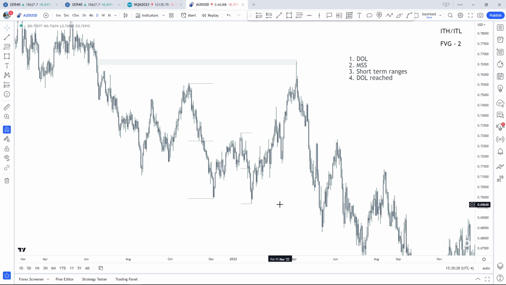Now, what's our next intermediate term range? This right here. Notice how we are coming back into discount again and then pushing higher once we took out this intermediate term high. So intermediate term high taken or intermediate term low taken, bigger retracement can be expected. Of course, don't force anything. We are not calling the top here. We are not calling the bottom here. We are waiting for the retracement to continue trading with the higher time frame trend.